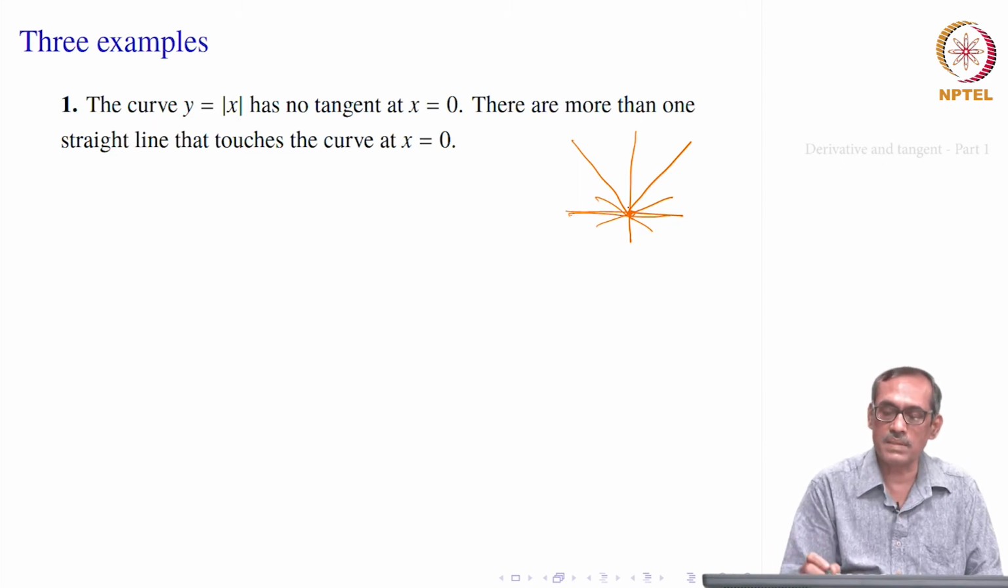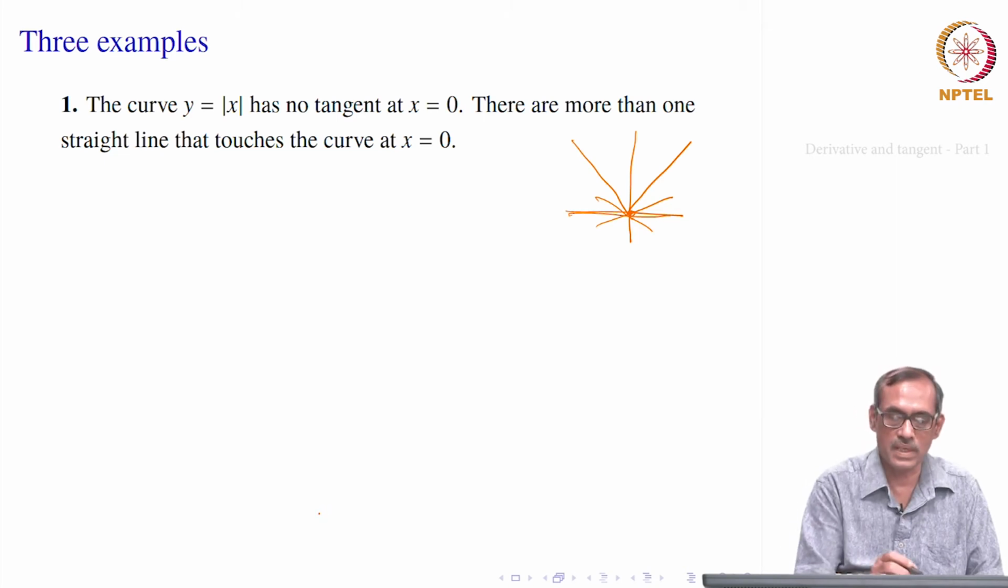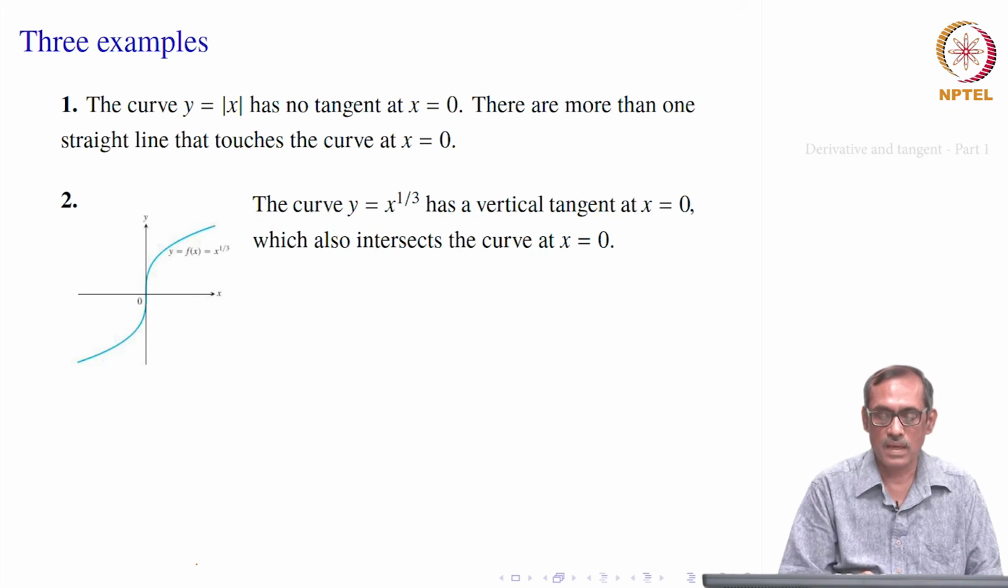Since uniqueness breaks down, we would say that it does not have a tangent. A tangent should be a unique straight line. There are more than one straight lines that touch the curve at x equal to 0, and so we say that it does not have a tangent at x equal to 0. Let us consider the second example.